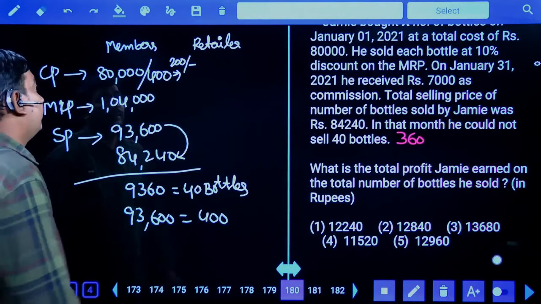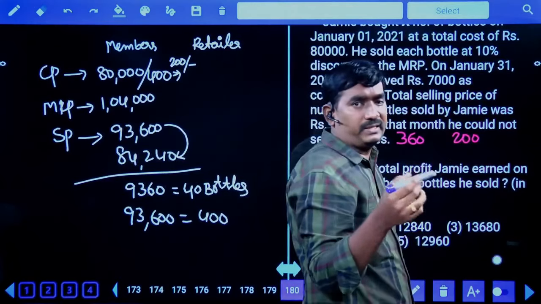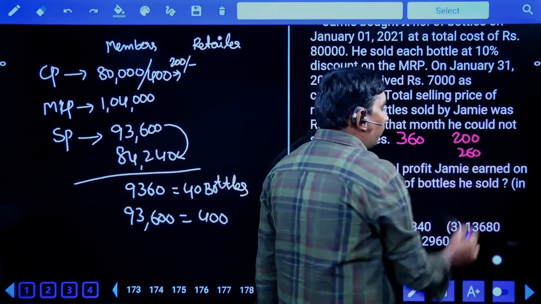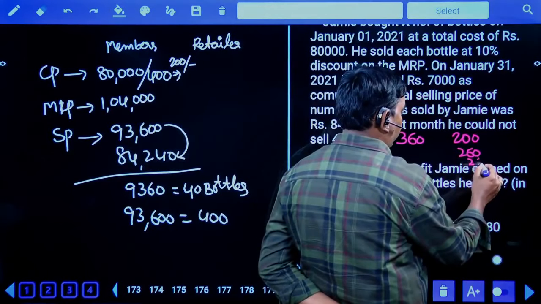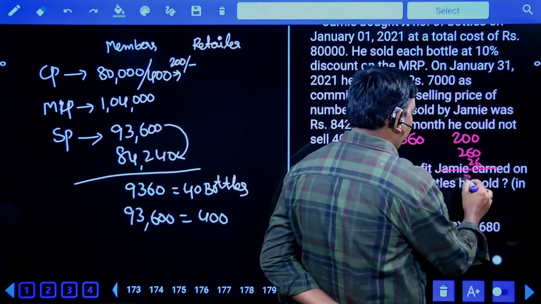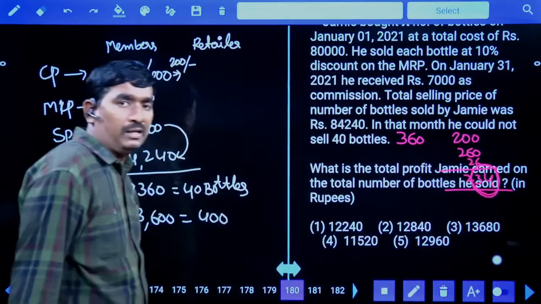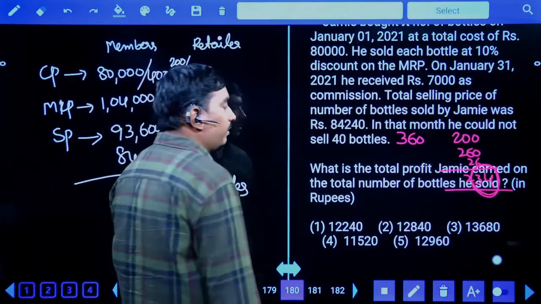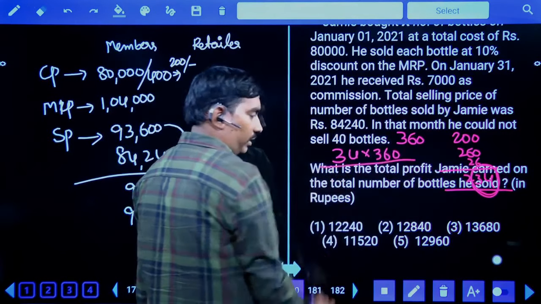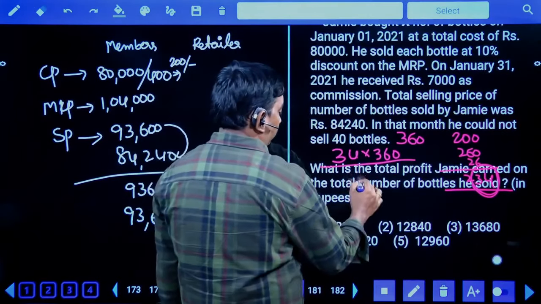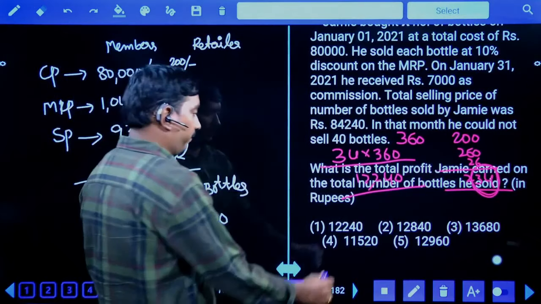So 200 is the cost price. MRP 30% extra means 260 MRP. On that 260, there is a discount of 10%. 10% discount means 26 rupees discount. Means he sells it for 234 rupees. On each bottle there is a profit of 34 rupees. Like that, 360 bottles he sells, then total profit is 34 into 360 bottles, which is 12,240 rupees. That is the total profit.